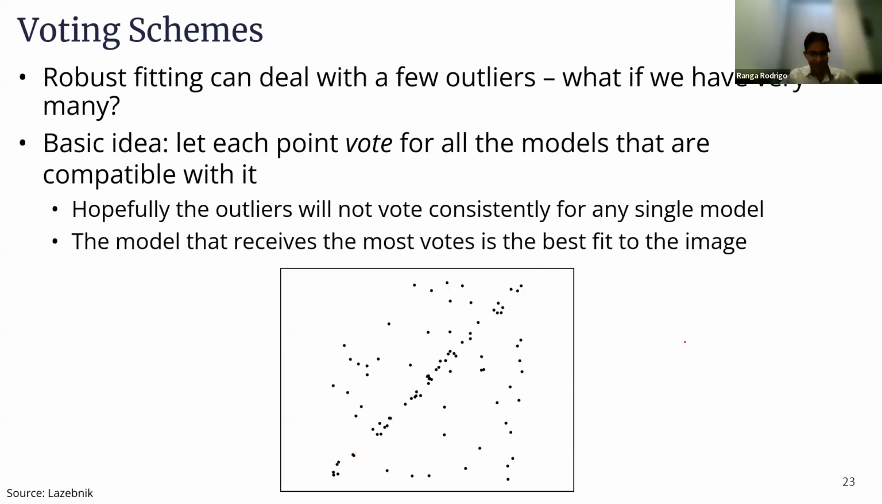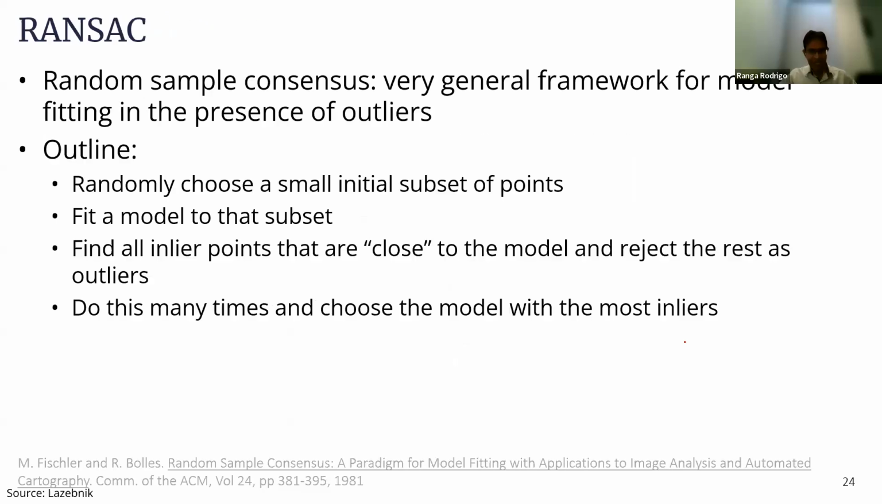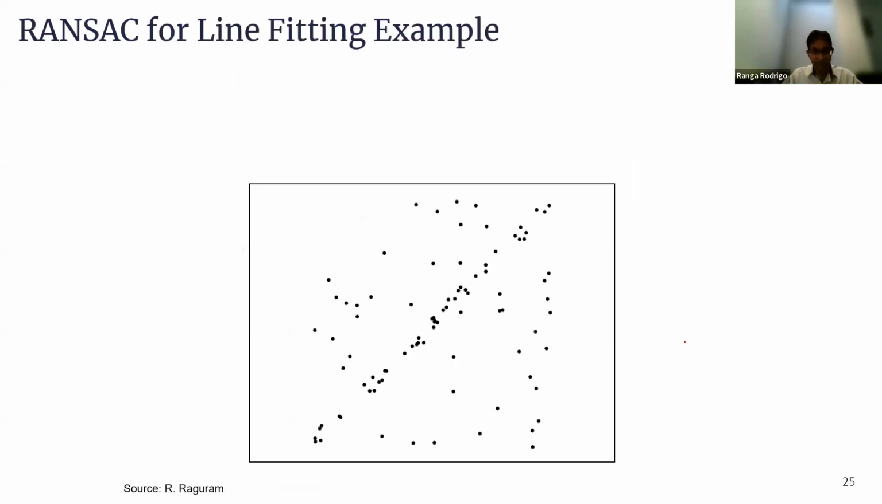All right. So the basic idea: let each point vote for all the models that are compatible with it. Hopefully the outliers will not vote consistently for any single model, and the model that receives the most votes is the best fit to the data. So the procedure is: randomly choose a small initial subset of points, in this case 2 points because we have to fit a line. Fit a model to that subset, fit a line, find the inliers, the consensus of the close points to that model, and reject the rest as outliers. Do this many times and choose the model with the most inliers. Okay, let's see the animation.